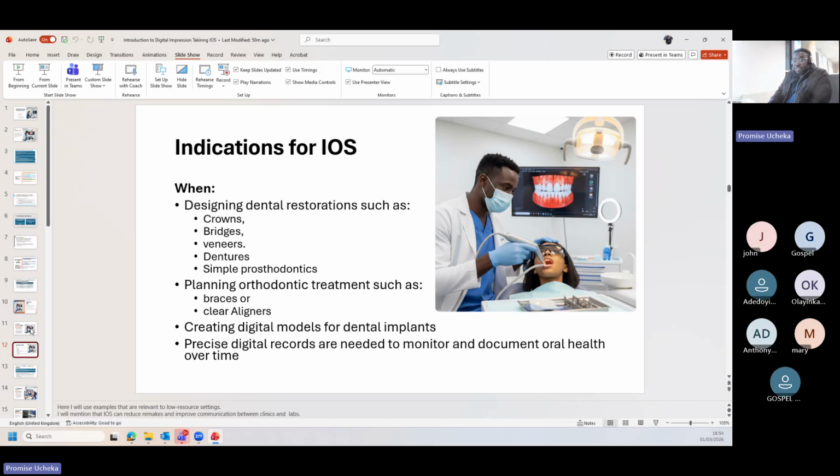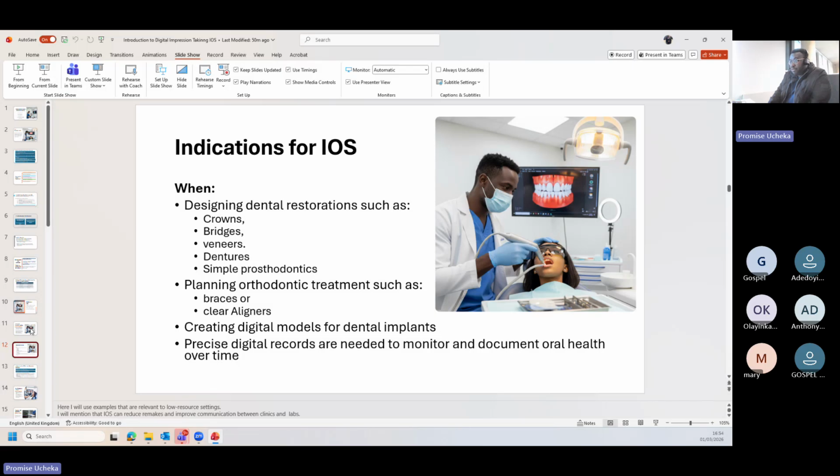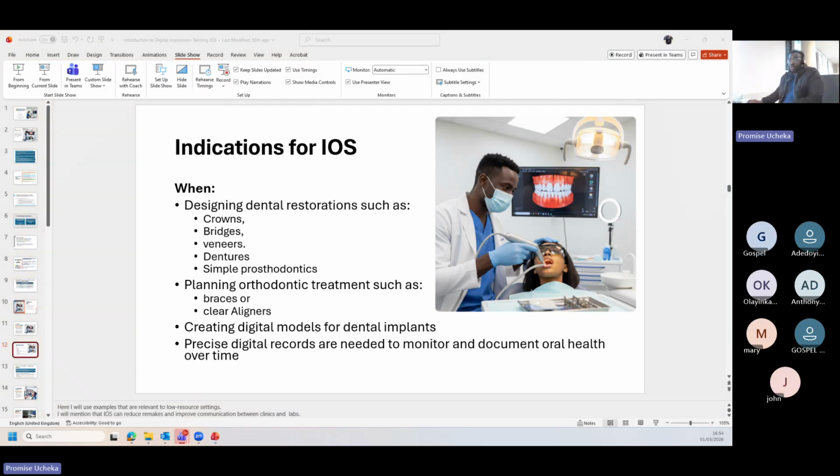Also, if you work in an orthodontic clinic, that is another place where intraoral scanning becomes very important. You have to plan orthodontic treatment. Maybe you want to do some braces, or some clear aligners, which is the big thing now, where people are needing clear aligners, or you are doing dental implantology. That is also very useful and handy when you're doing dental implants.